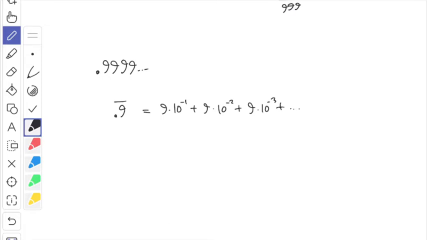And then I can do the same old stuff. The A is the first term, so A is 9 times 10 to the minus 1. The R is the ratio: 9 times 10 to the minus 2 divided by 9 times 10 to the minus 1. We cancel the 9s, and we end up with just 10 to the minus 1, which is 1/10. 1/10 is less than 1, so it converges. Absolute value of r is less than 1, so it converges.